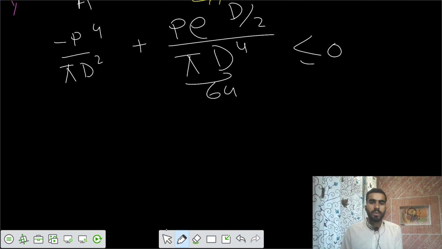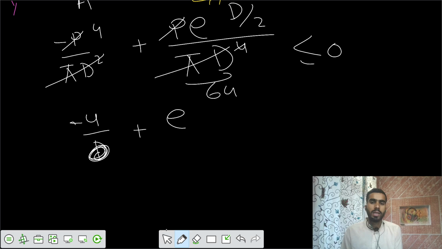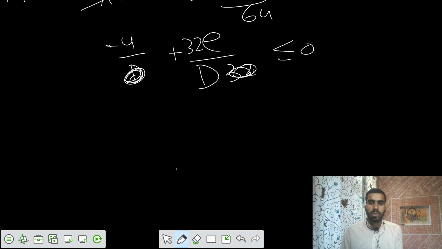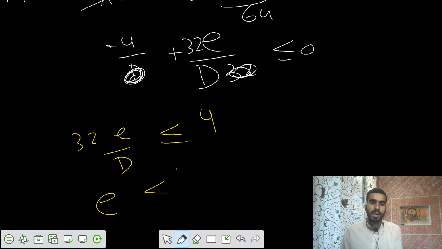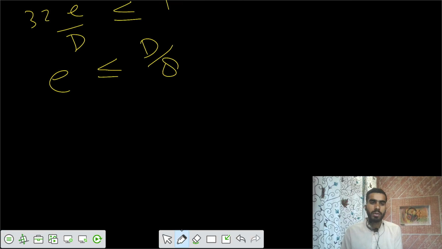So that means you are left with that. Your P goes, pi d square goes, and so you are left with minus 4 by d square plus 32 E by d cubed, with 32 at the top. That should be less than or equal to 0. So if I write that 32 E by D should be less than or equal to 4, E should be less than or equal to diameter by 8. So the eccentricity of that load should be less than or equal to diameter by 8.